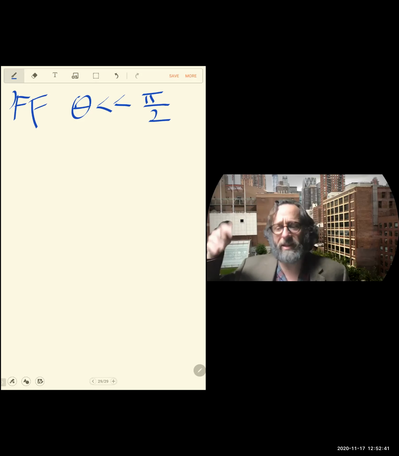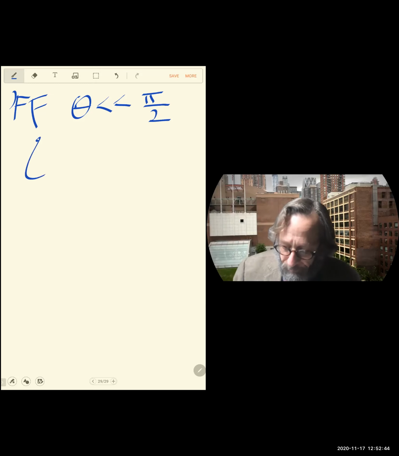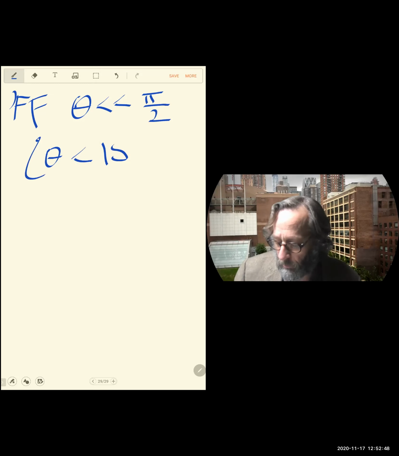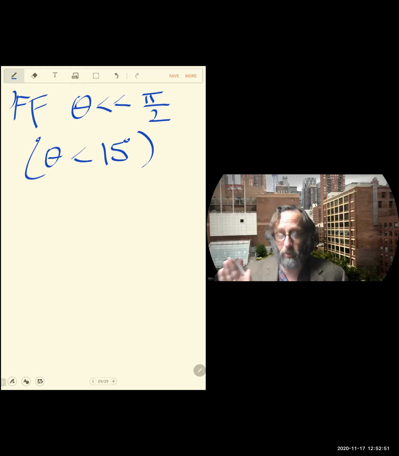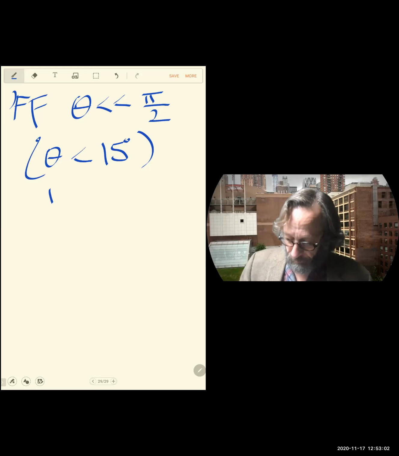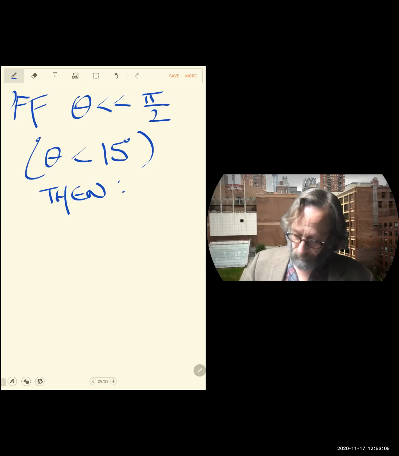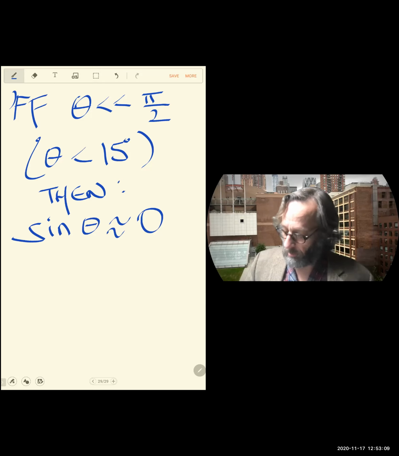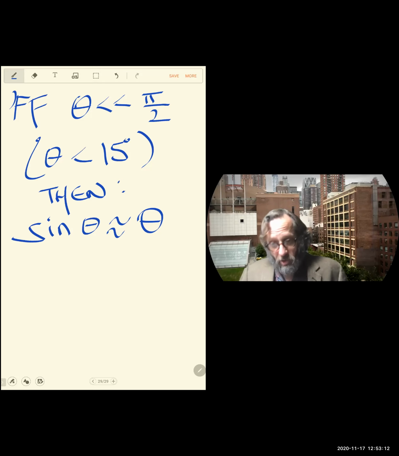And by the way, realistically, this means if theta is less than 15 degrees. As long as we're talking about angles less than 15 degrees, if you can picture that, then sine theta barely makes a difference on any measuring instrument or calculator that we might have. So then theta can be more or less just replaced by sine of theta or vice versa.